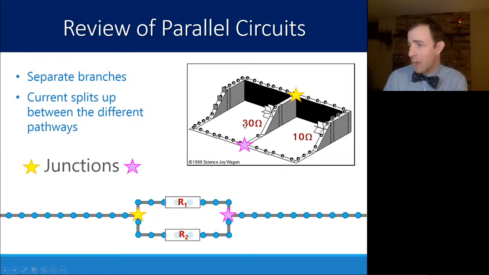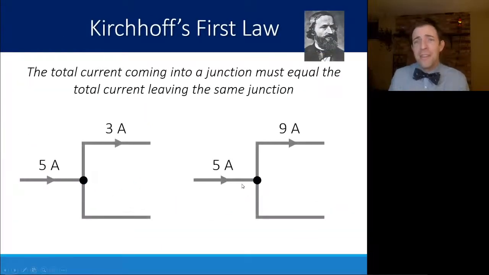Now, there are a couple laws with electricity named after this guy here. His name is Kirchhoff. Kirchhoff's first law is talking about these junctions. It basically says that the current coming into a junction must equal the total current leaving that same junction.